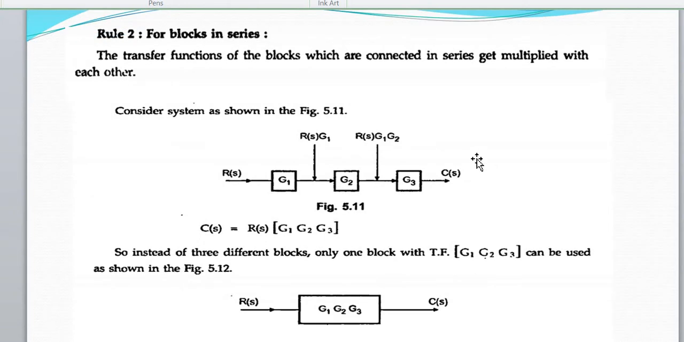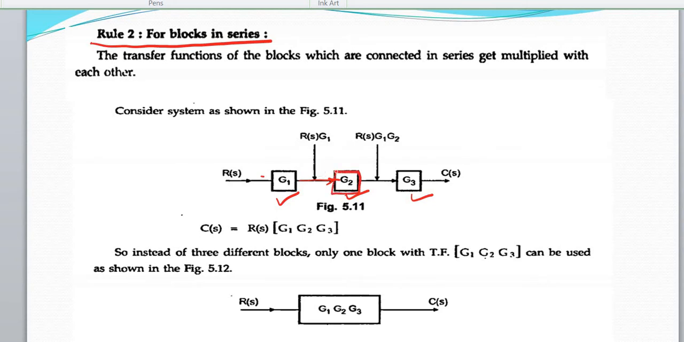Moving to rule number 2. Rule number 2, blocks in series. In a block diagram, we may have blocks continuously connected like this: G1, G2, G3. What is the input to G1? R of S is the input to G1. So that gets multiplied and the output will be R of S into G1.